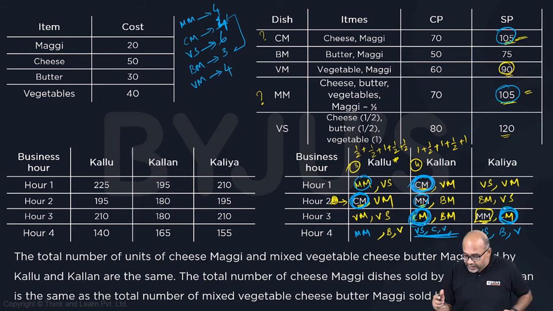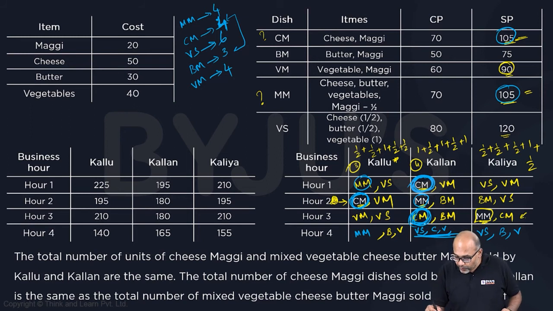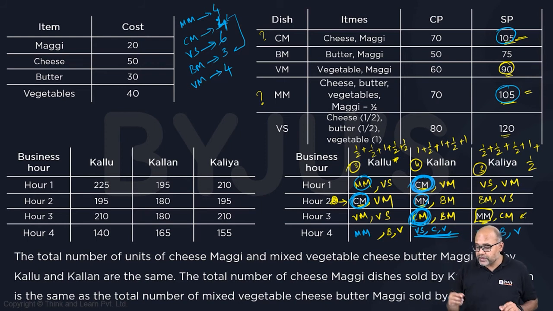And then Kalia again, VS has half unit of cheese, plus VM will have no cheese, BM will have no cheese, VS will have again half a unit of cheese, MM will have half a unit of cheese. Then we have one CM. So let me just erase that so it becomes clearer. It is CM. So CM will have 1 unit of cheese, plus VS will have half a unit of cheese, plus butter and V. So 1, 2, 3. So Kalia had 3. So total cheese by all 3 of them is 3 plus 4 plus 3. So that's a total of 10.